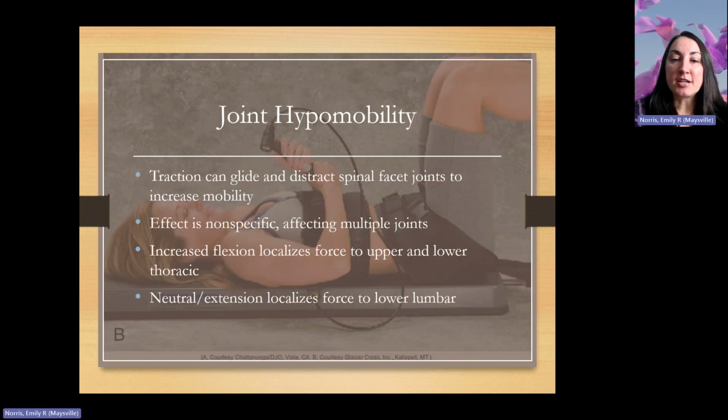For joint hypomobility, traction can glide and distract spinal facet joints to increase their mobility. The effect, again, is nonspecific. It's very generalized and affects multiple joints at one time.